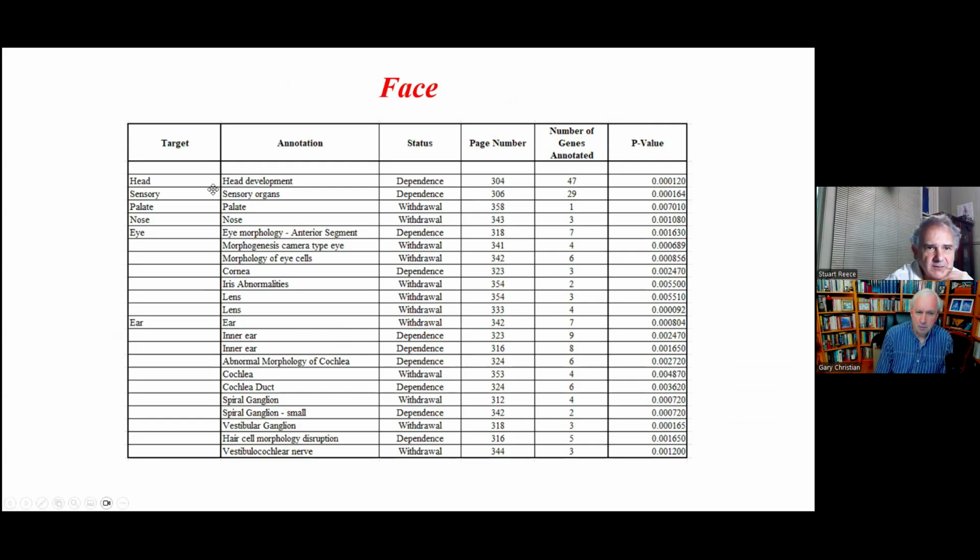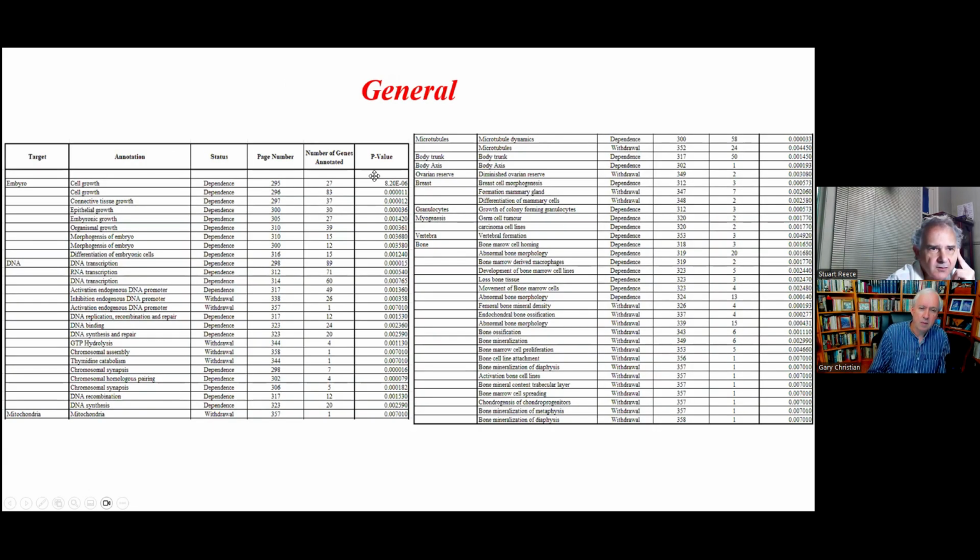Now, when we turn to the face, again, number of genes annotated: 47 genes whose software programs are disrupted for face formation, sensory organs 29, the eye, the ear, all of these. So there are lots of hits on face. Then the general: the embryo, DNA, mitochondria, microtubules, the breast, white cells, muscles, bone, vertebra. You can see lots and lots of genes annotated for all these diverse tissues.